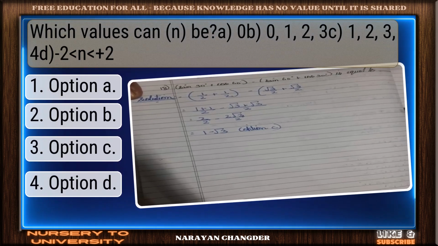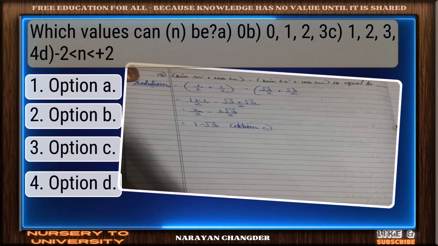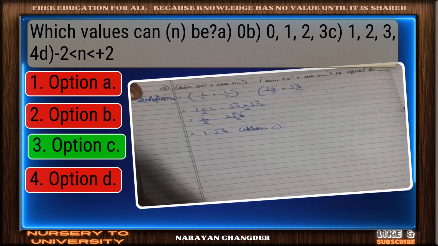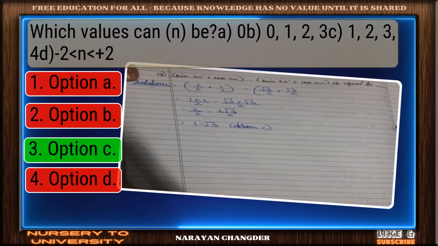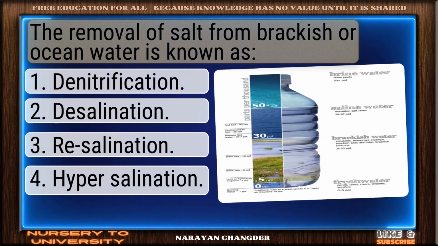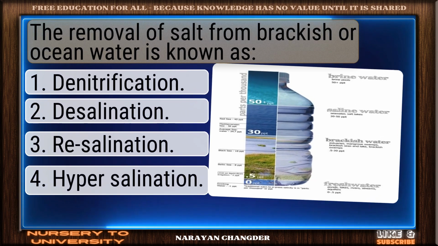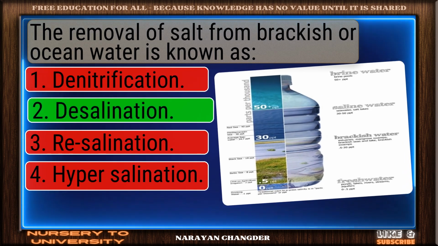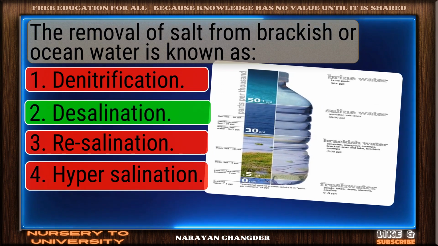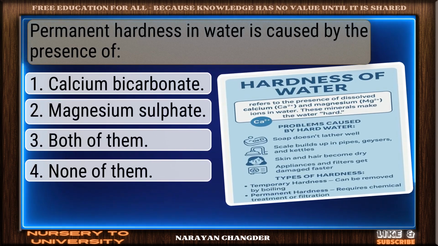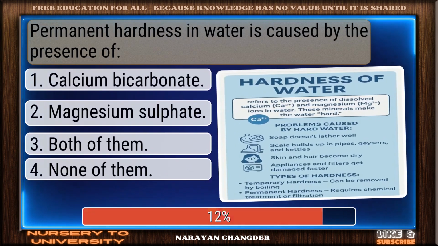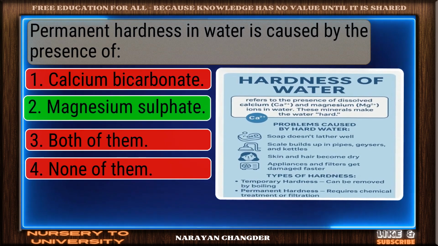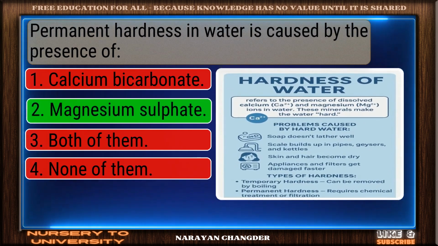Which will be: A. 0, 1, 2, 3, B. 1, 3, 4, C. 2, D. N plus 2. Nice selection. Option C is the correct and valid answer. The removal of salt from brackish or ocean water is known as. Nicely done. Desalination is a solid answer. Permanent hardness in water is caused by the presence of. Well reasoned. Magnesium sulfate is the correct choice.